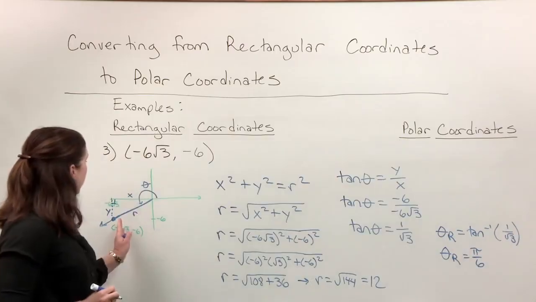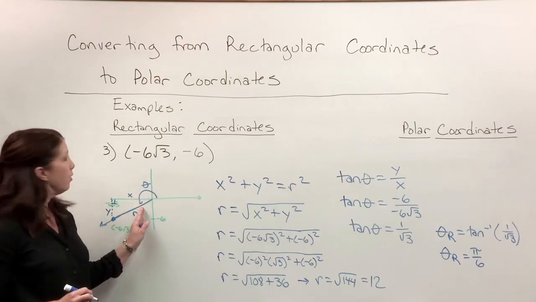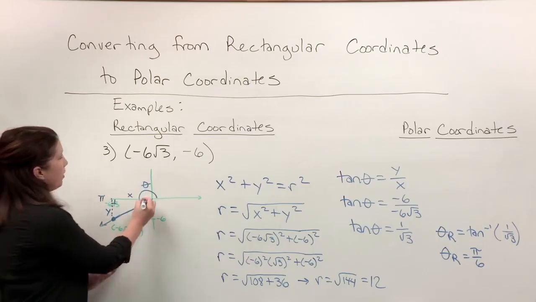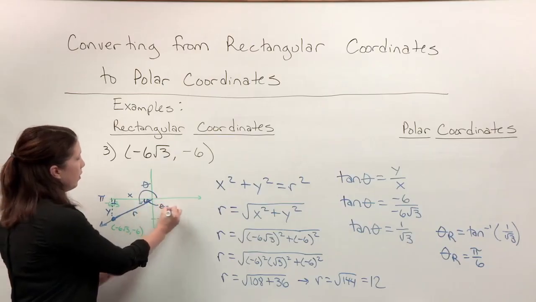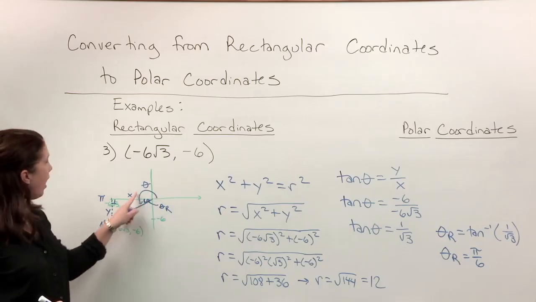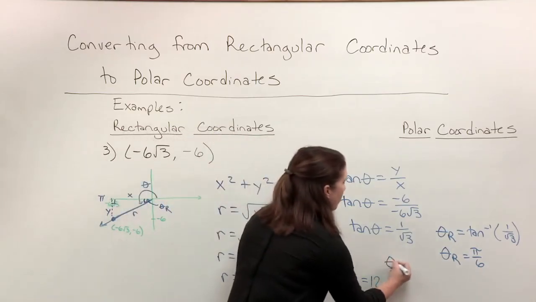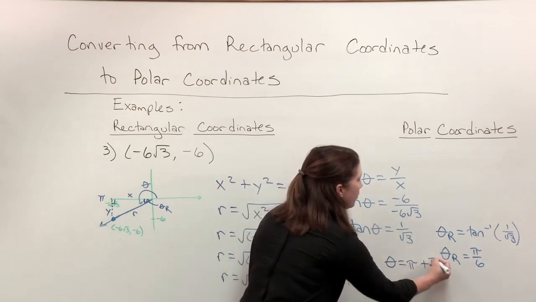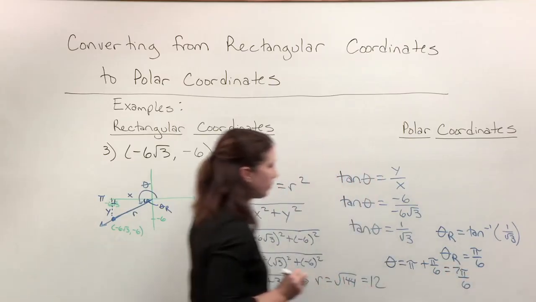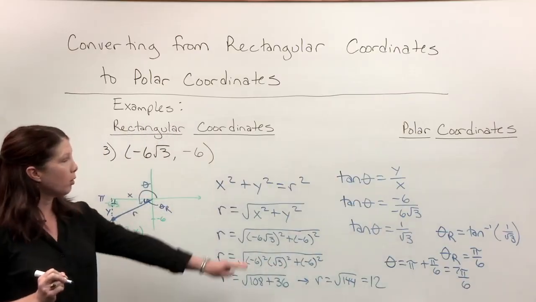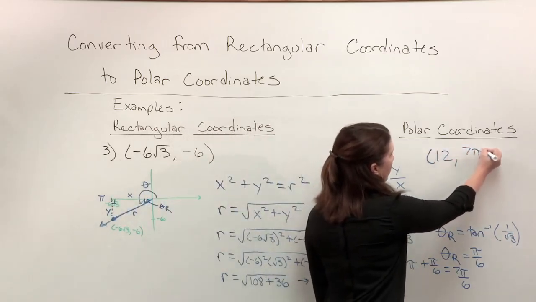Looking at our coordinate, I see that my angle needs to be an angle that lies in the third quadrant. So I need to take my reference angle, theta r, which I now know is pi over 6, and add pi to it. So theta will be pi plus pi over 6, which is 7 pi over 6. So now we have our polar coordinate. R is 12, and theta is 7 pi over 6.